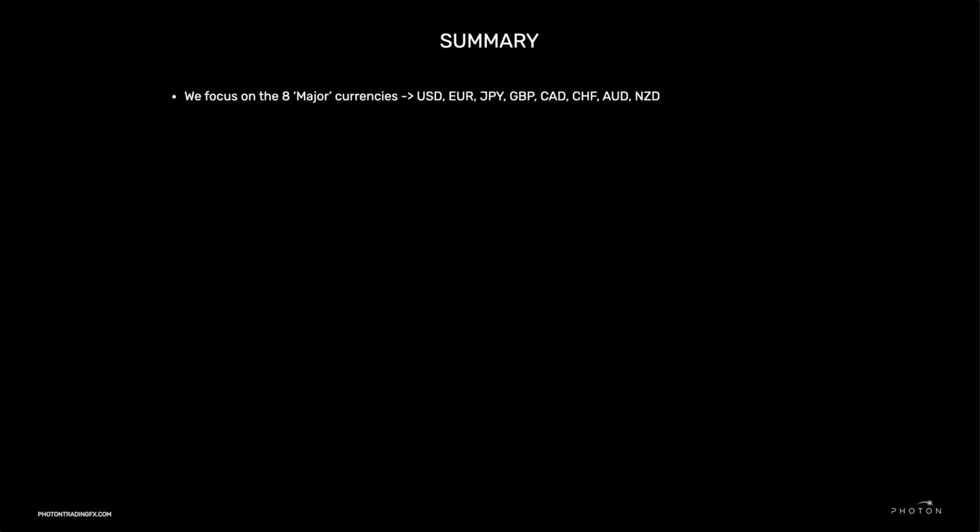So just to quickly summarize the key points we have covered in this lesson, we focus on the 8 major currencies: the US dollar, the euro, the Japanese yen, the Great British pound, the Canadian dollar, the Swiss franc, the Australian dollar, and the New Zealand dollar. Individual currencies don't have an absolute value, so this is why they are quoted against each other and put in pairs. We pair these 8 currencies into every combination possible, which makes 28 tradable currency pairs.